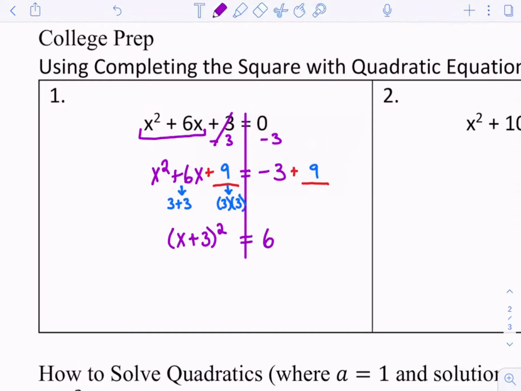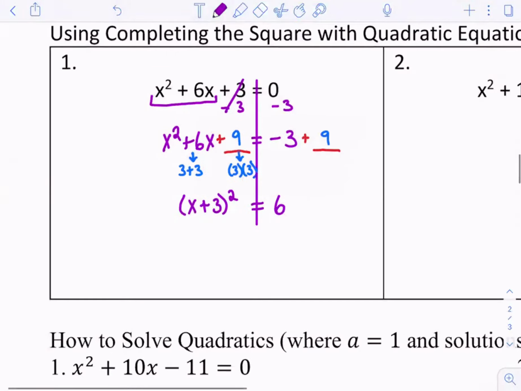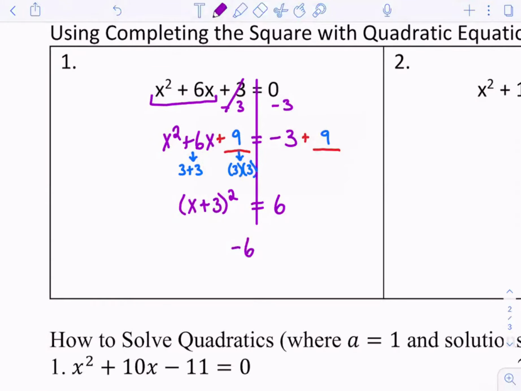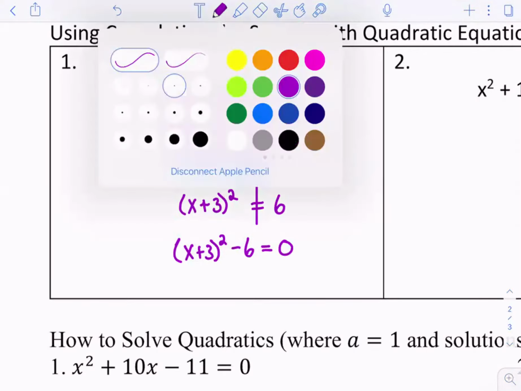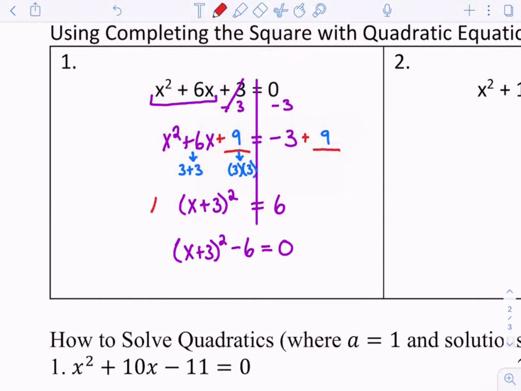So this is pretty much almost in vertex form. If I subtract that 6 over, now I have it in vertex form. Now I know my vertex, or my turning point, is at negative 3, negative 6. But really, the important piece right now is that you know how to get up to here. If you know how to get up to here, then you're in good hands. Then you are ready to solve.